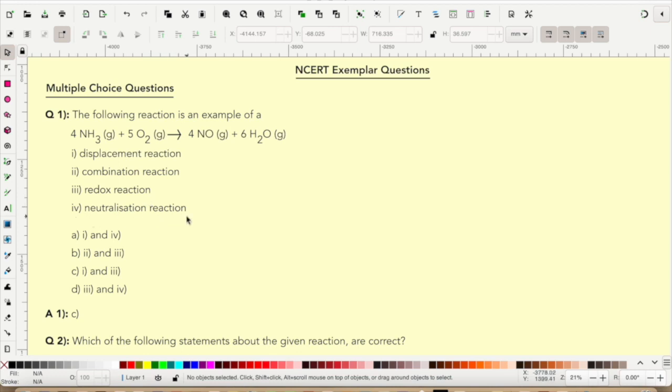Fourth one is neutralization reaction. It cannot be a neutralization reaction because in a neutralization reaction, one acid reacts with one base to form salt and water. That is not the case here. So the correct options are 1 and 3. And the correct option is C, which says 1 and 3 are correct statements.